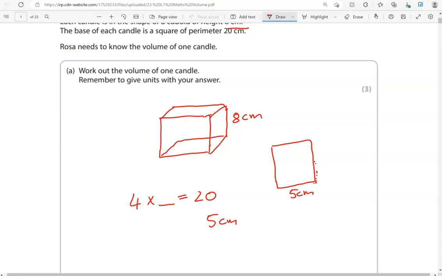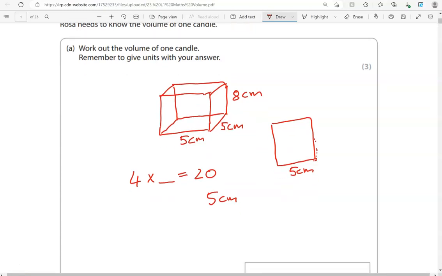So we now know that the length is 5 centimeters, the width is 5 centimeters, and the height is 8 centimeters. We're going to work out the volume of the candle. Now that is 5 times 5 times 8. So length times width times height. 5 times 5 is 25, which we're going to multiply by 8.